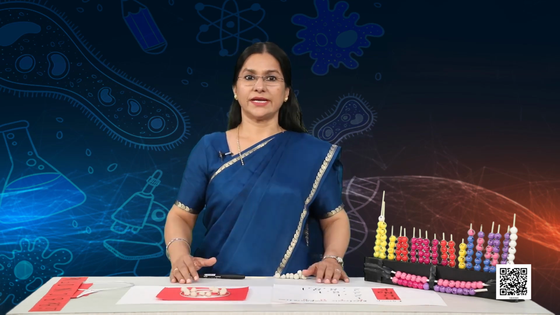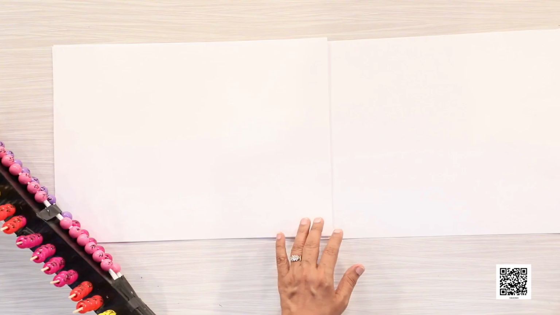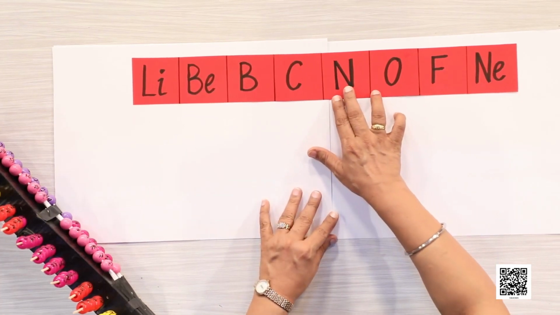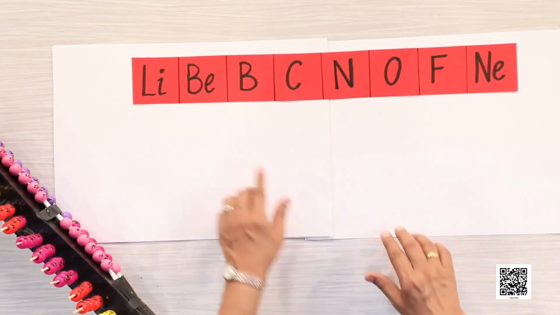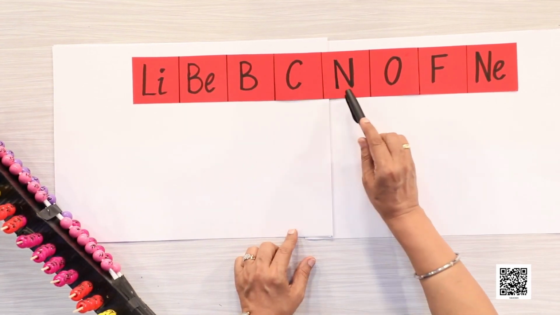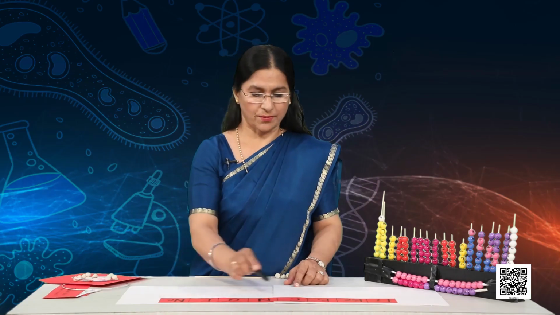Now, how does the valency vary in a period on going from left to right? Let us develop the electronic structure of second period elements. So, these are the elements in the second period: lithium, beryllium, boron, carbon, nitrogen, oxygen, fluorine and neon. They are present in the second period. Now, let us develop and write down their electronic configuration.